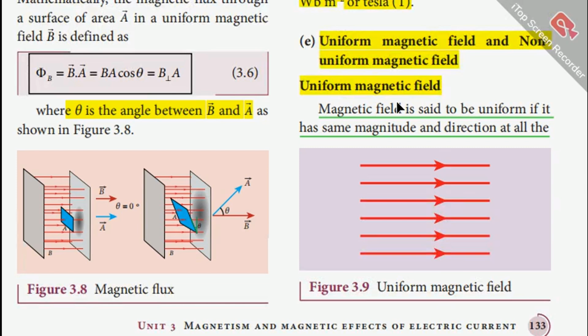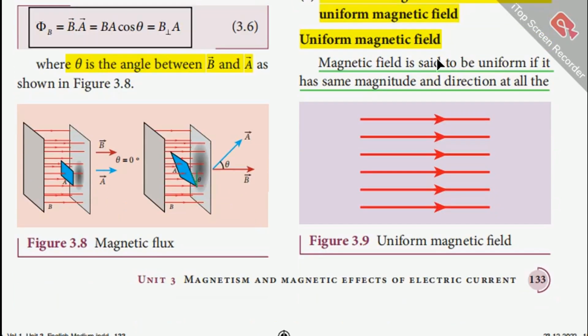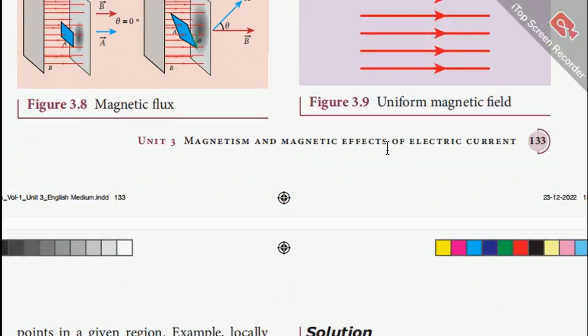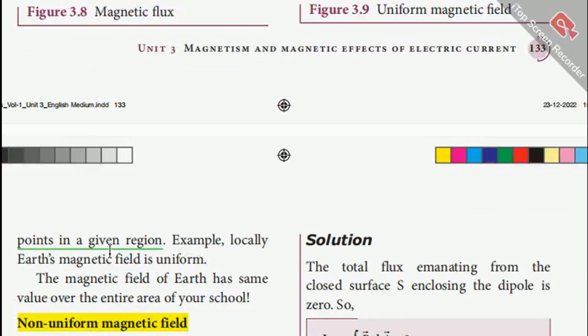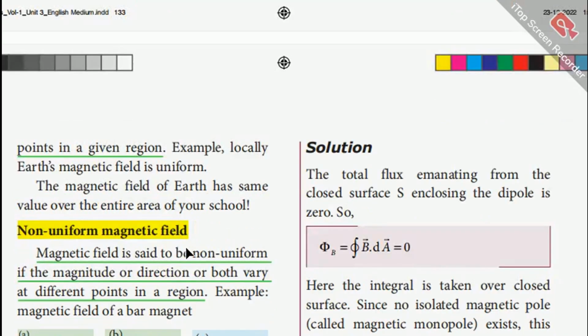Then we will consider uniform and non-uniform magnetic fields. The magnetic field is said to be uniform if it has the same magnitude and direction like this at all the points in a given region. For example, the Earth's magnetic field will be uniform locally, that is, at any place. The magnetic field of Earth has the same value over the entire area of your school.